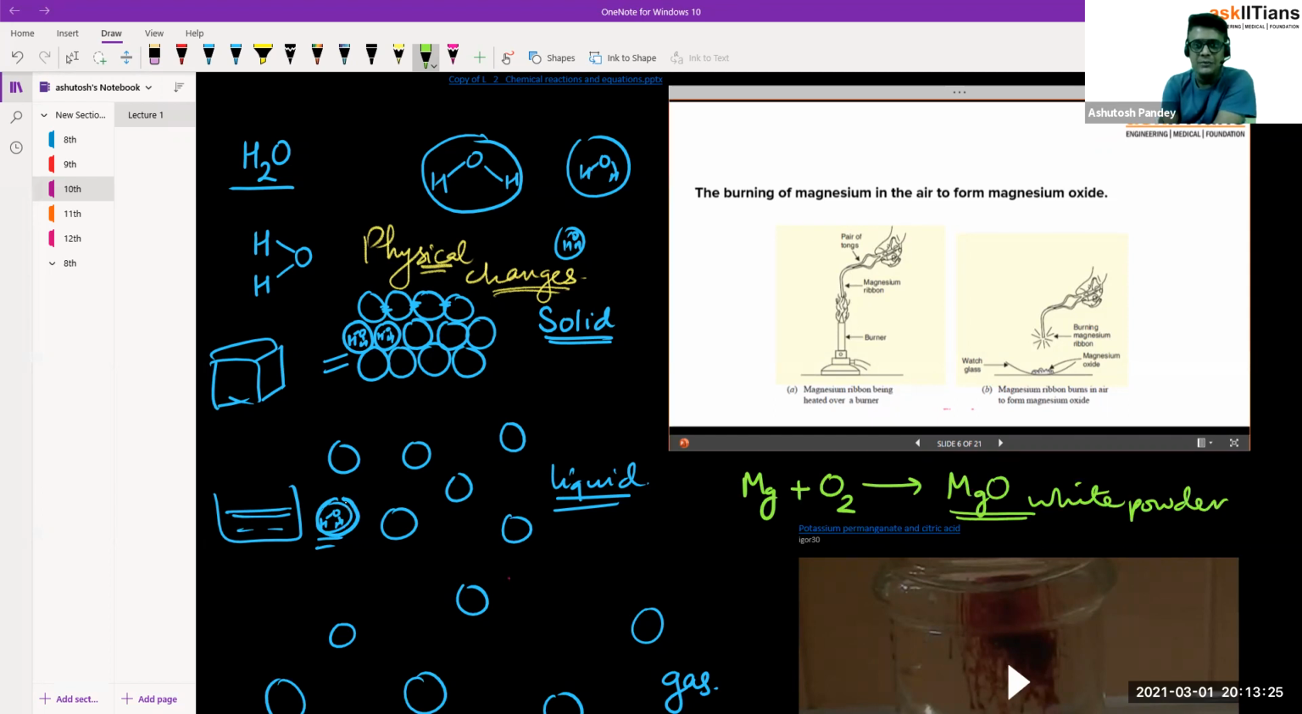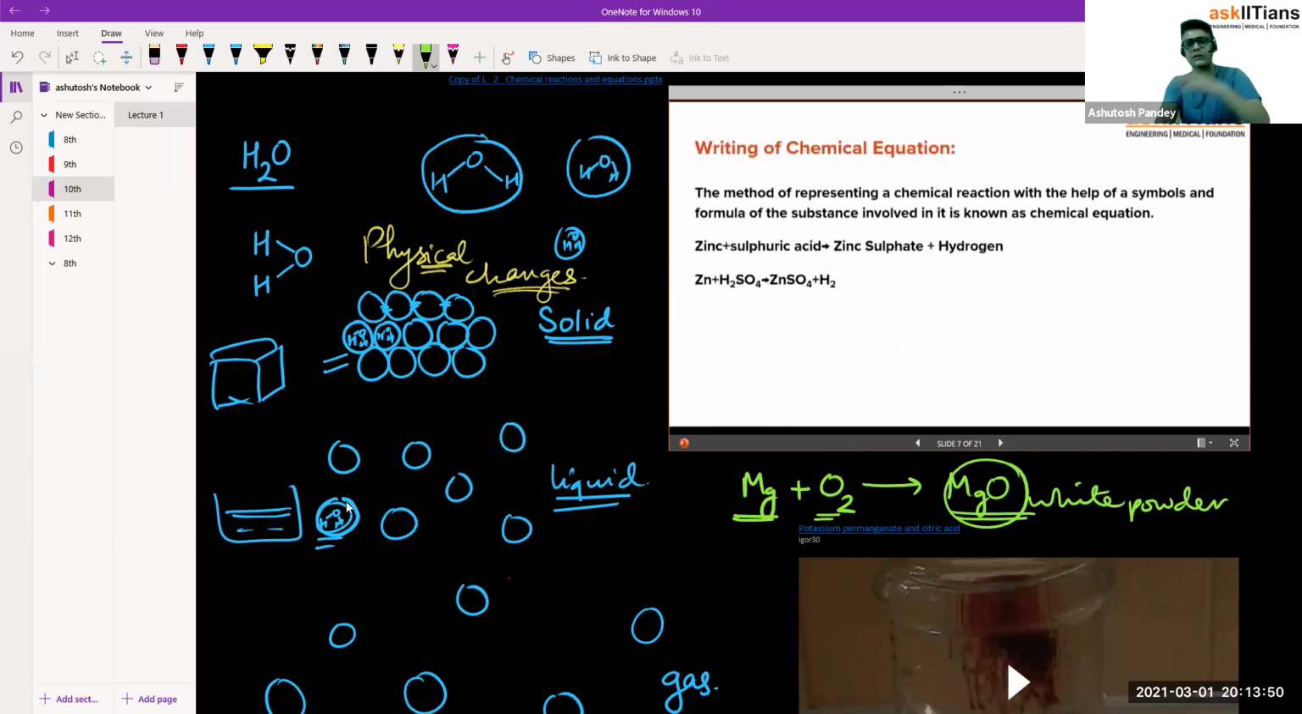You can see the magnesium ribbon, the pair of tongs, and the burner. The magnesium ribbon is heated over a burner, this burning happens, and we get magnesium oxide as our end product. So finally, magnesium is reacting with oxygen to form MgO. Clear? Next. This is a kind of chemical change, and that's why all chemical changes are called chemical reactions. Simple.